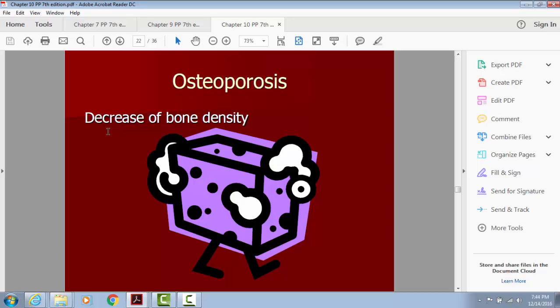Osteoporosis, then, you guys have all probably heard of. It's a decrease in the bone density. So I like to think of it as like a sponge. Your bone should be like a brick, and if it's like a sponge, you have porosity to that bone, which makes it more predisposed to fractures.